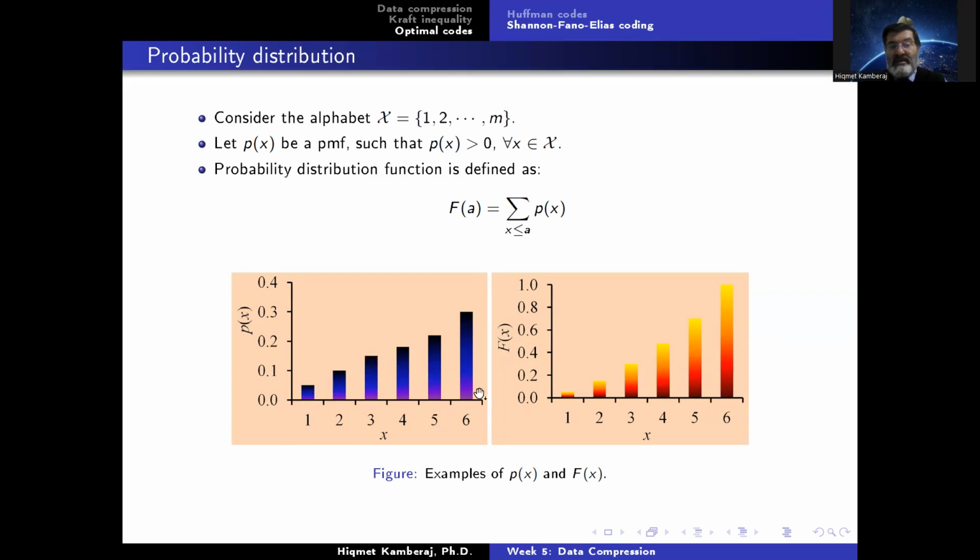and so on. Then if I have F of x, which is the sum of all x's less than or equal to a of P of x, it would look like this. For the first one, you get only P of 1. For the second one, you get P of 1 plus P of 2. P of 1 plus P of 2 plus P of 3 will give you this one. P of 1 up to P of 4 will give you this side. P of 1 up to P of 5 will give you this side. Then P of 1 up to P of 6 will give you just 1. And it is this one.